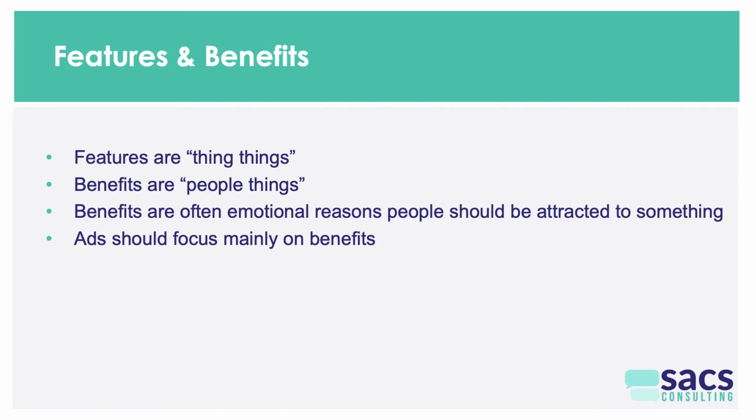An important thing to understand about selling anything, and that's what you're really trying to do, you're trying to sell the benefits of this job, is the idea of features and benefits. Features are things. Benefits are people things. Now, what do I mean by things?